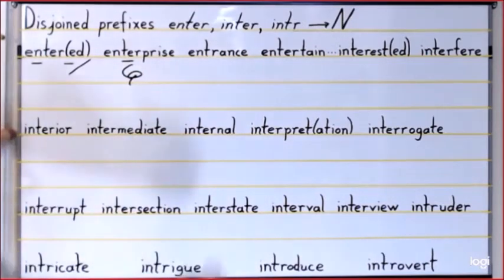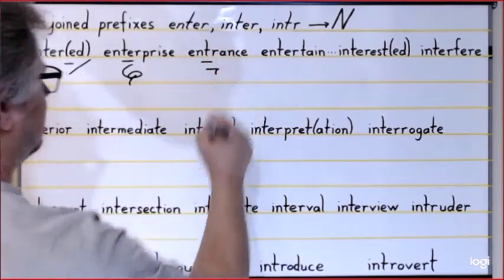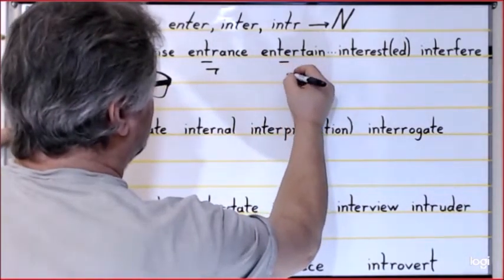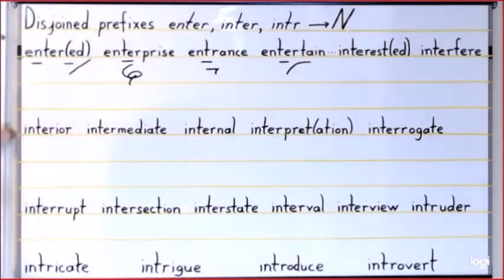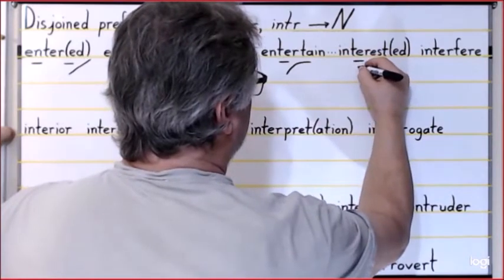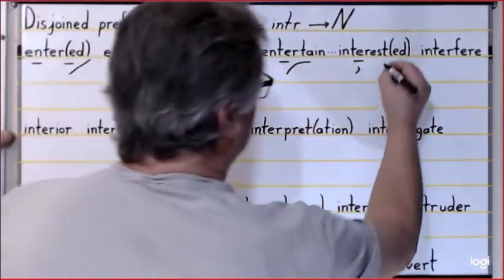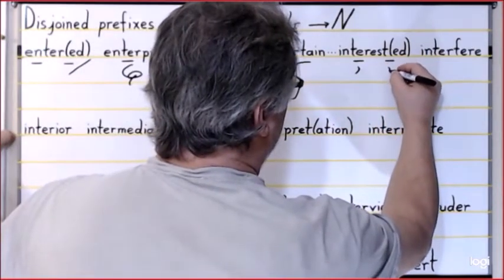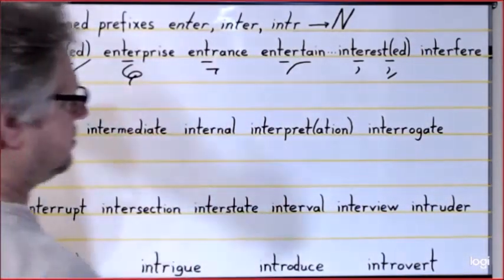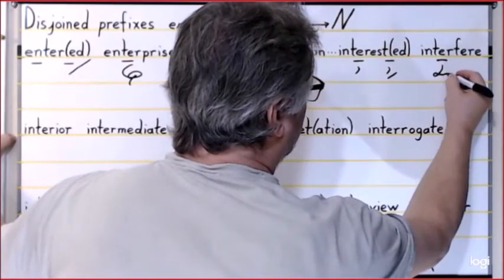For entrance, it is the N, and then an N below it with an S. For entertain, it is an N, and then a T, the N stroke. For the word interest, it is an N, and then an S below it. For its past tense, interested, it is an N, an S, and then a separate T at the end. For interfere, it is an N, and then an F, E, R.